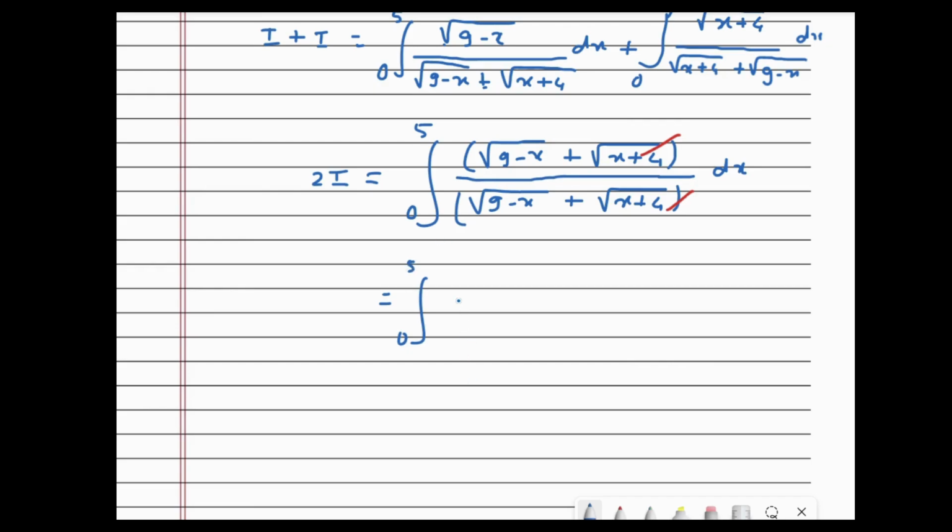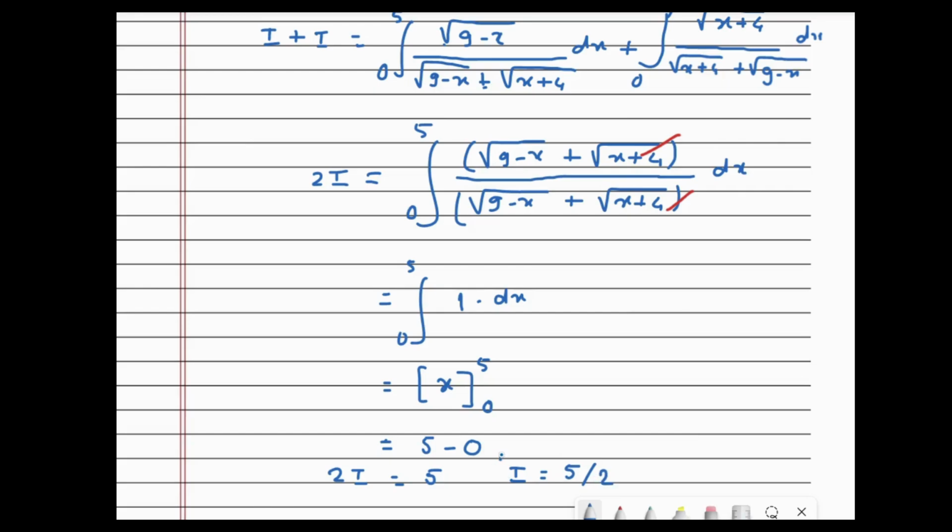Now only 1 will remain here. We have to find the integration of 1, which is x. So its integration will be simply x, apply the limit, upper limit minus lower limit. But remember it is 2I. Some students will forget to take this 2 to the right hand side. So the value of the final integral I is 5 upon 2.